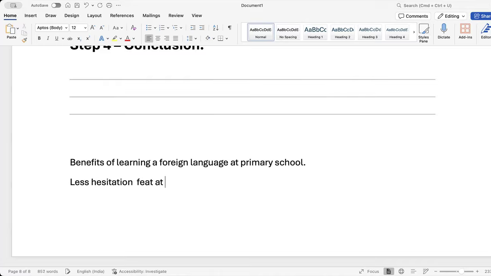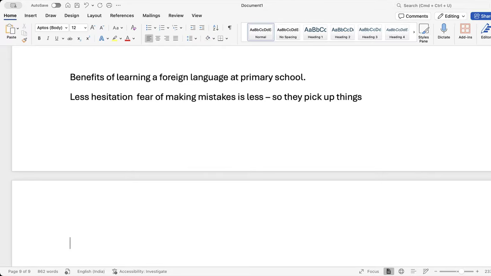So they have much time in primary school and then the secondary school. So the fear of making mistakes is less, so they learn better. At this time, children's minds are fresh, so they can easily learn new languages. Okay, so her point is, at a young age, in the brain development stage, the brain picks up things faster.